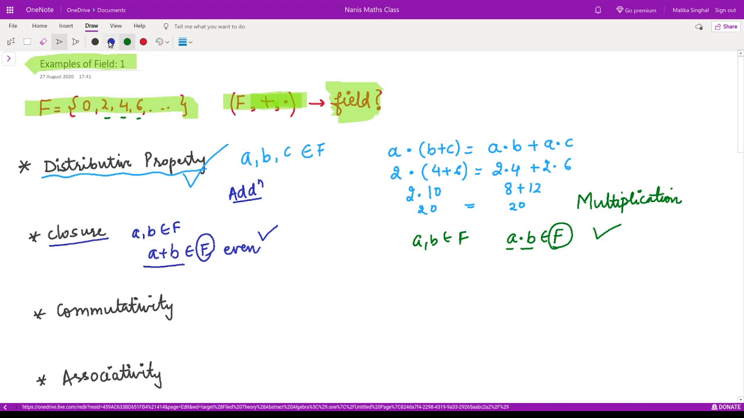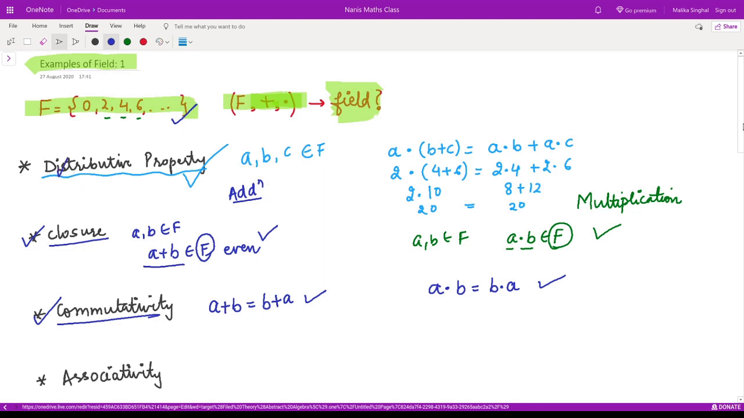Now let us look at the commutative property under addition. For any two numbers A and B in the set F, A + B should be equal to B + A. For simple numbers, this is true, so this property is also satisfied. Moreover, for multiplication, A·B should be equal to B·A. Also, this is true for numbers of such kind. So there is no problem in that. Commutativity is valid, closure is valid, and the distributive property is also valid.